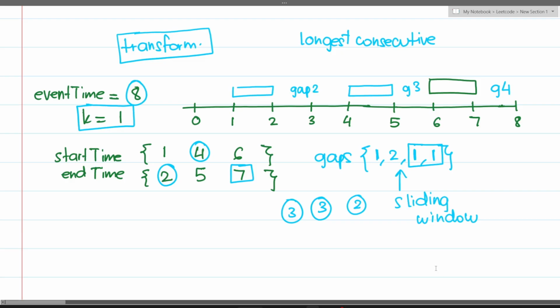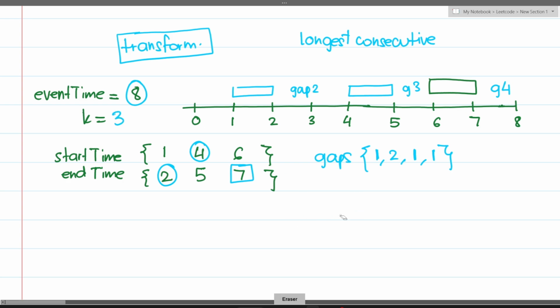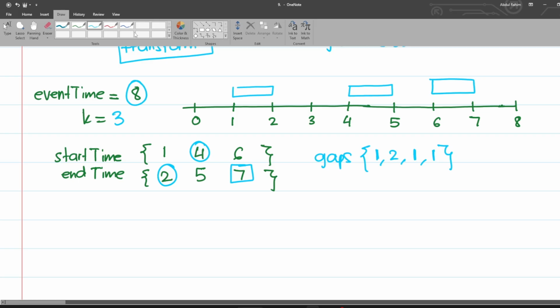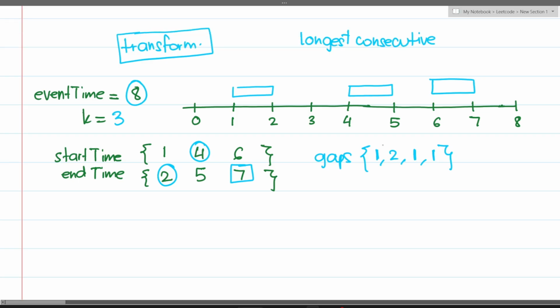So having said this, let's say that our k was something different. Our k was, let's say, 3. In that case, what would have been different? Let me pick up a different color. You see, this is gap 1, this is gap 2, this is gap 3, and this is gap 4. Now I know that I can move around 3 meetings.